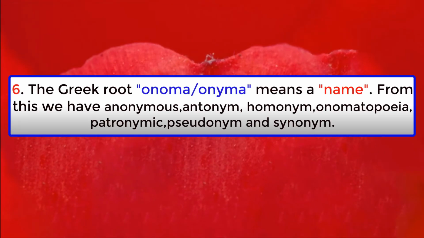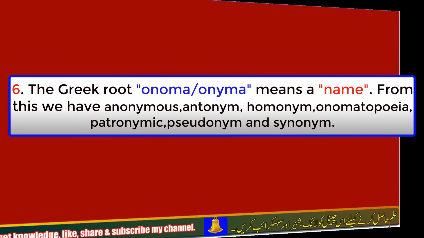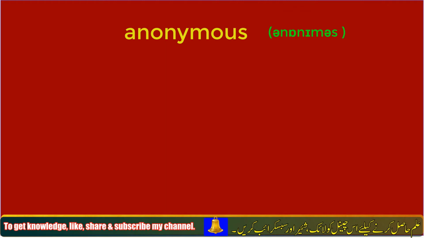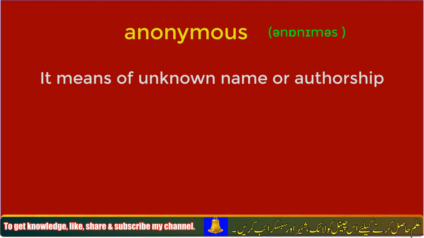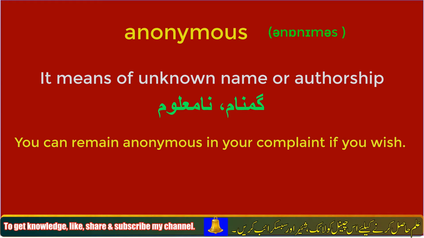6. The Greek root onoma/onyma means a name. From this we have anonymous, antonym, homonym, onomatopoeia, patronymic, pseudonym and synonym. Anonymous. It means of unknown name or authorship. You can remain anonymous in your complaint if you wish.